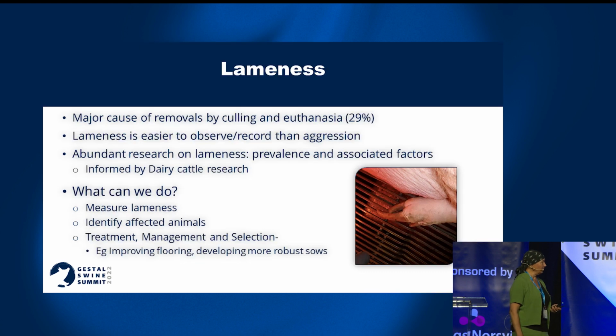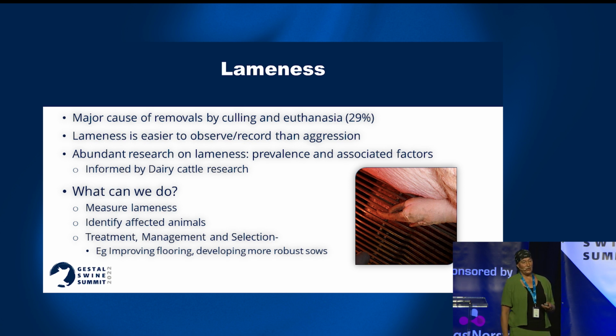So another area I'm going to speak about, perhaps fairly quickly, is lameness. Clearly that's a major cause of removals by culling and euthanasia. It's easier to observe and record, certainly, than aggression. If you're going to study aggression, I've got to videotape sows. I don't have an artificial intelligence that is capable of measuring aggression just yet, but I know people are working on it.